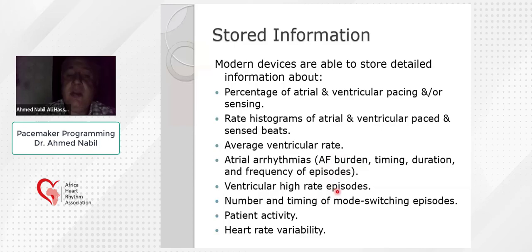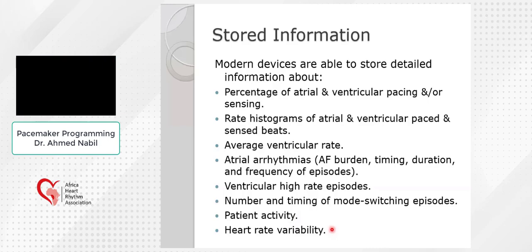We can also detect if the patient developed any ventricular high rate episodes, any mode switch or automatic mode switch events, and it tells us how many minutes or hours the patient had atrial arrhythmia, and the rate of this arrhythmia. It also gives us important data about the patient's activity, whether the patient had adequate exercise or was inactive. It also gives us important curves about the variability of the heart.